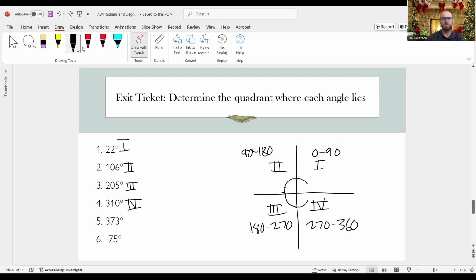373. Well, let's see. We know if we go around 1 full time, that's 360 degrees. But like I mentioned a moment ago, you can keep going. So 373 would just be 13 more. So it'd end about there, meaning we're going to end up in quadrant 1. And negative, we've talked about negative degrees today. That means you go in the clockwise direction. So if positive 75 takes you about here, negative 75 would take you about here, meaning you'd be in quadrant 4.